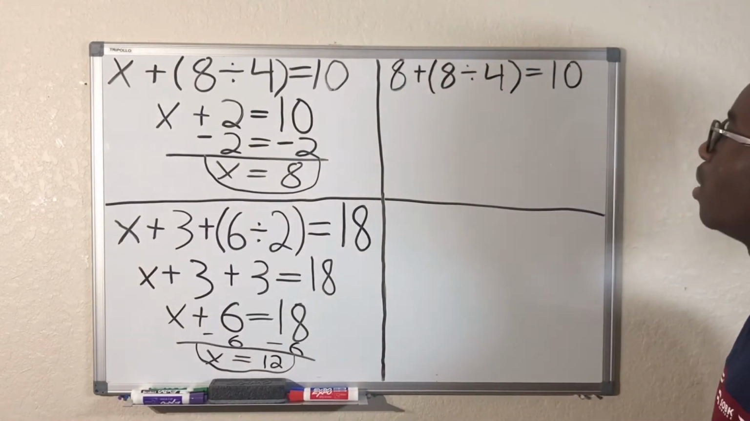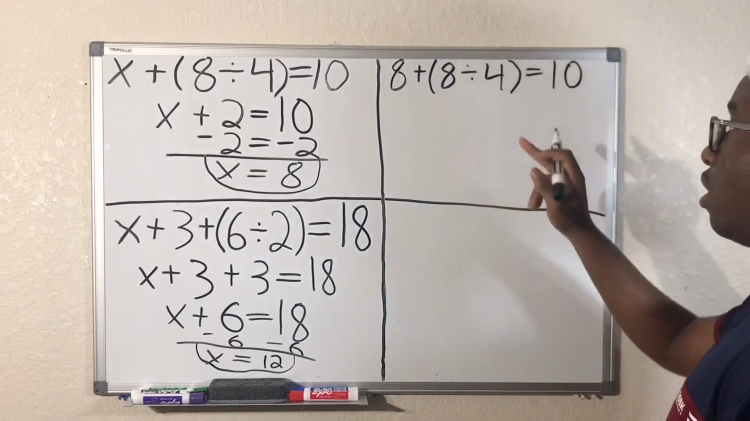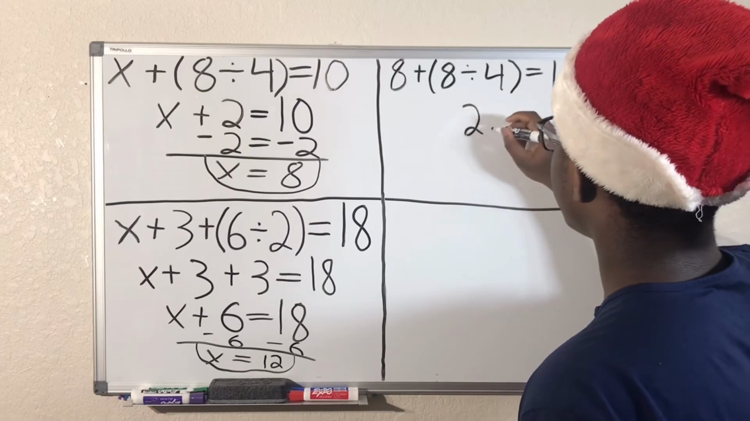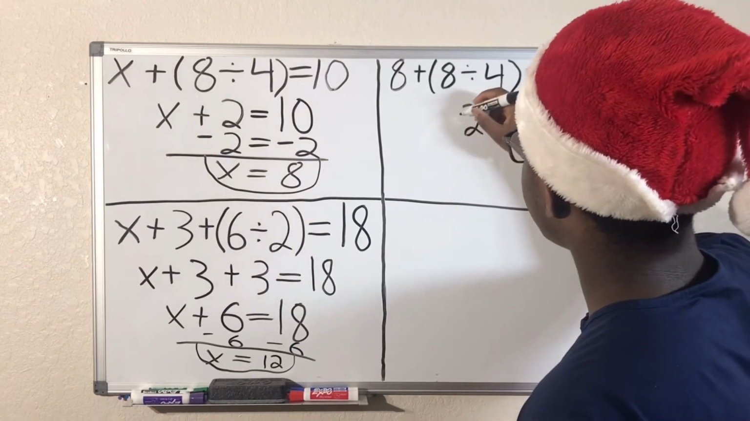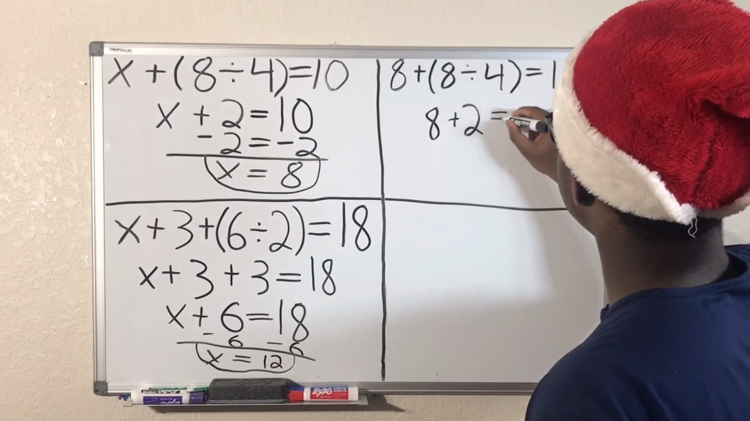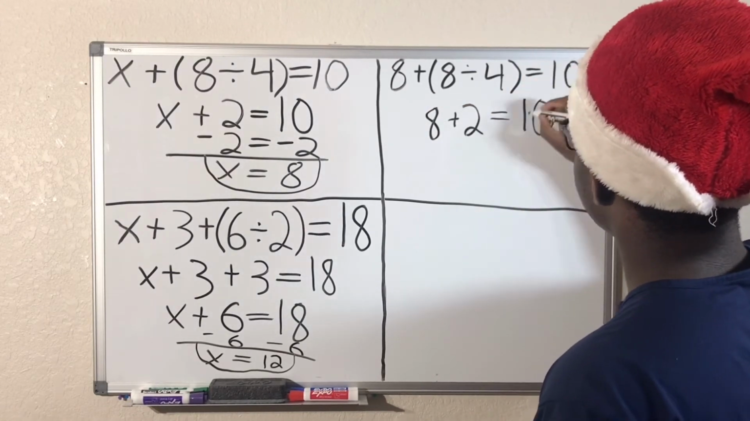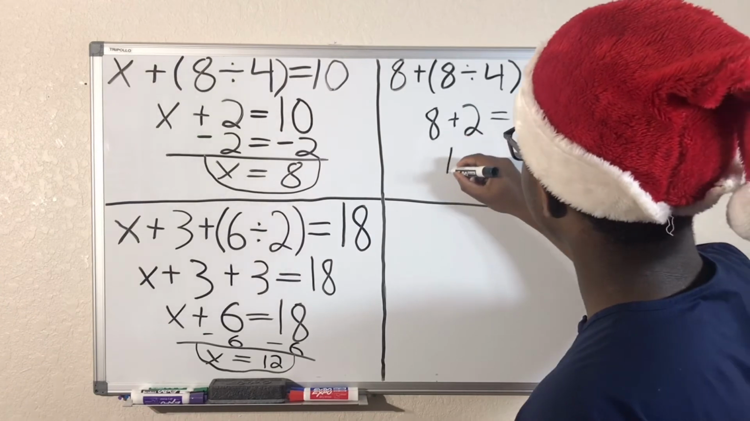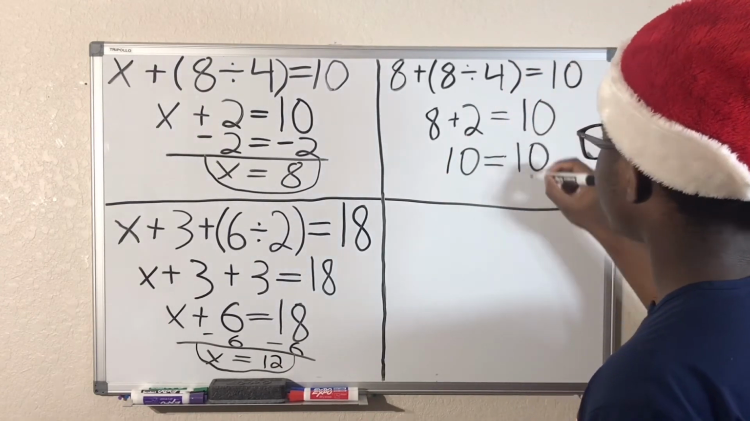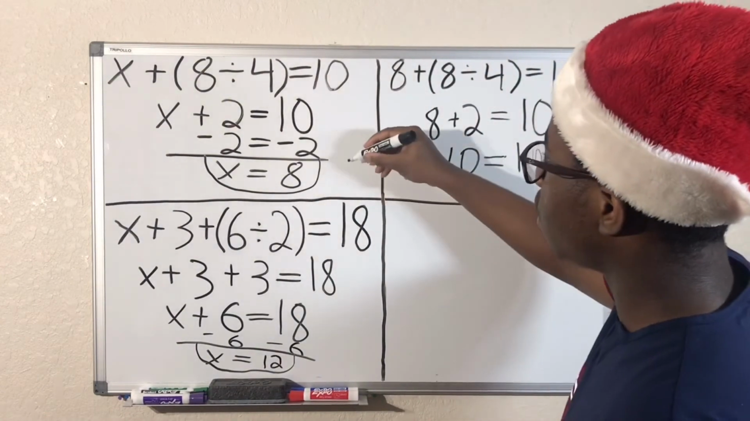So let's solve. Remember PEMDAS? So we're starting off with the parentheses. 8 divided by 4 is 2. Plus 8 is equal to 10. What's 8 plus 2? 10. We have 10 is equal to 10. So we know that this question is correct.